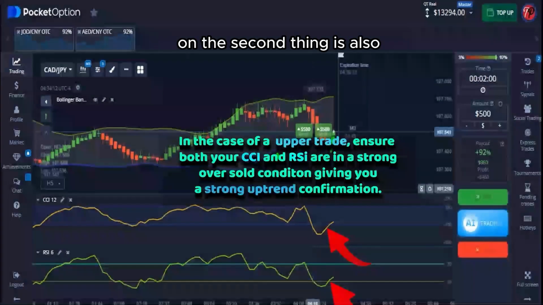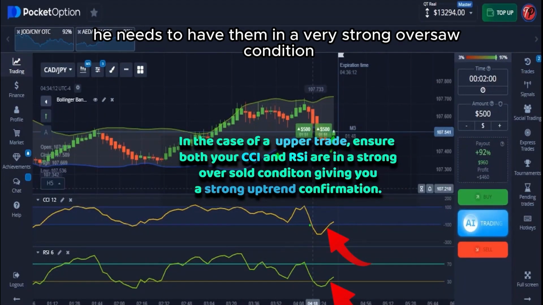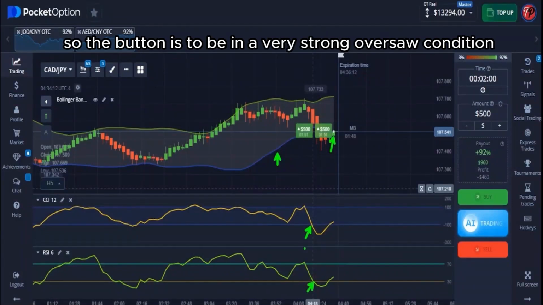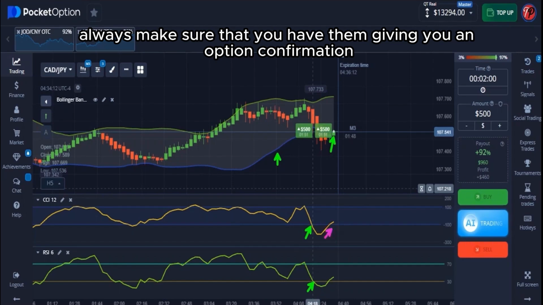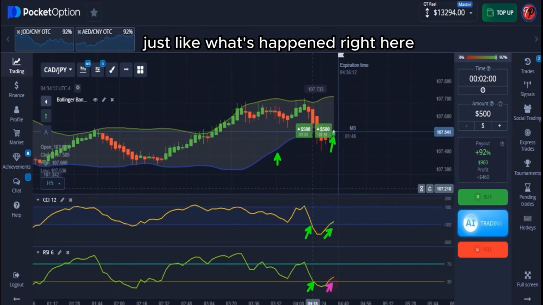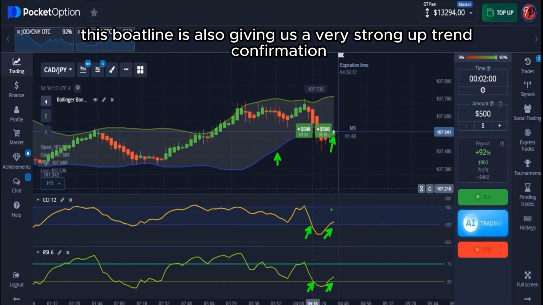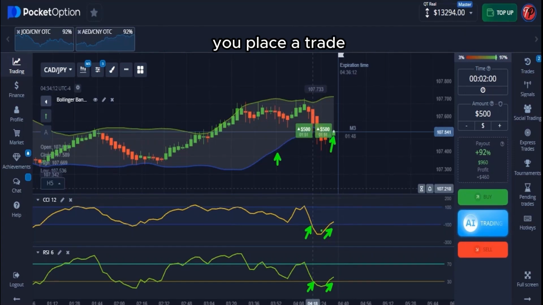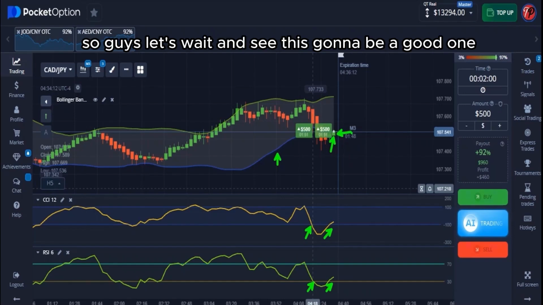The second thing is with your CCI and RSI: these two need to be doing the same thing simultaneously. You need to have them in a very strong oversold condition, both CCI and RSI. And not only that, always make sure that you have them giving you an uptrend confirmation, just like what was happening right here. You see that we have them in a very strong oversold condition, but both lines are also giving us a very strong uptrend confirmation. So when you see this in the market with this strategy, you place a trade, but always make sure that you're placing your trade on a reverse candlestick. I hope you understand. So guys, let's wait and see if it's going to be a good one.